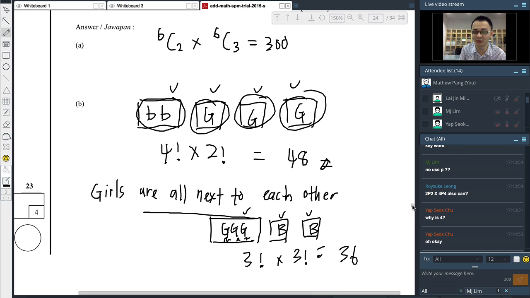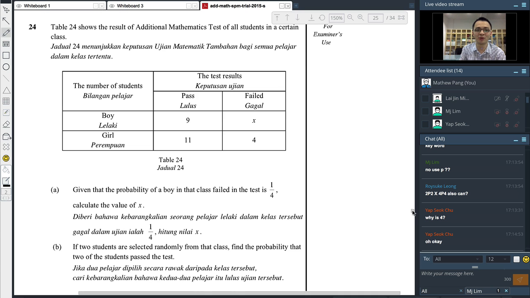Alright, so let's move on. Almost finished, last 2. Okay, the table shows the result of the additional mathematics test of all the students in a certain class. Given that the probability of a boy in the class failing the test is 1 over 4, that means not failing will be 3 over 4, isn't it?